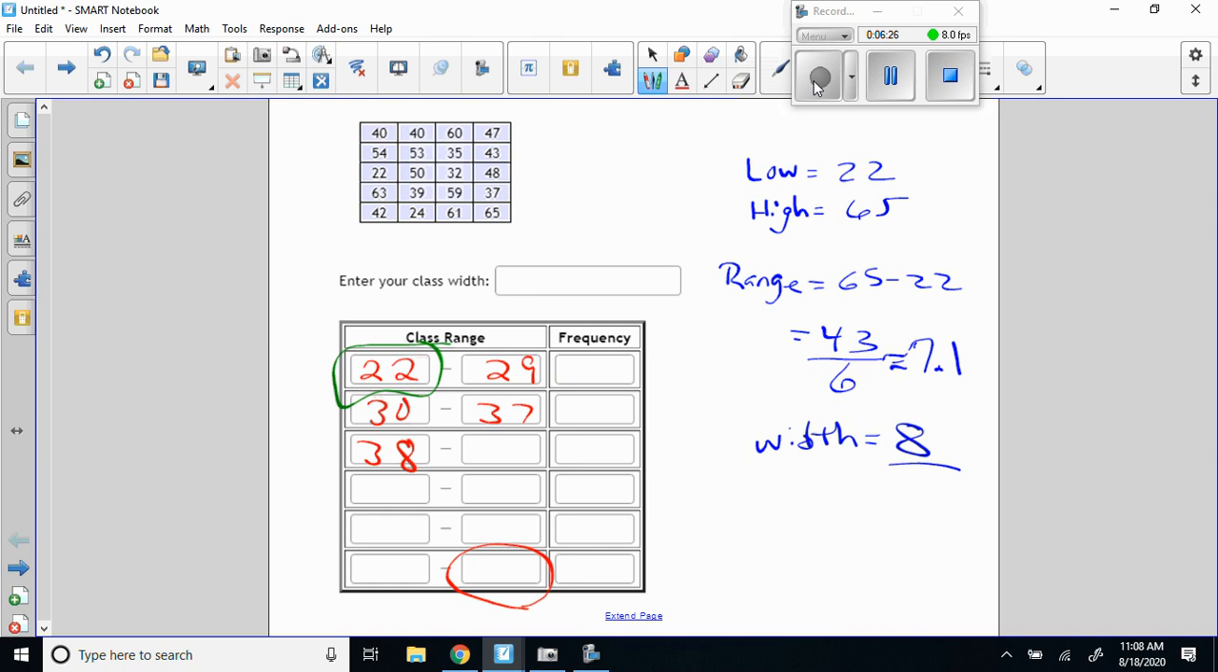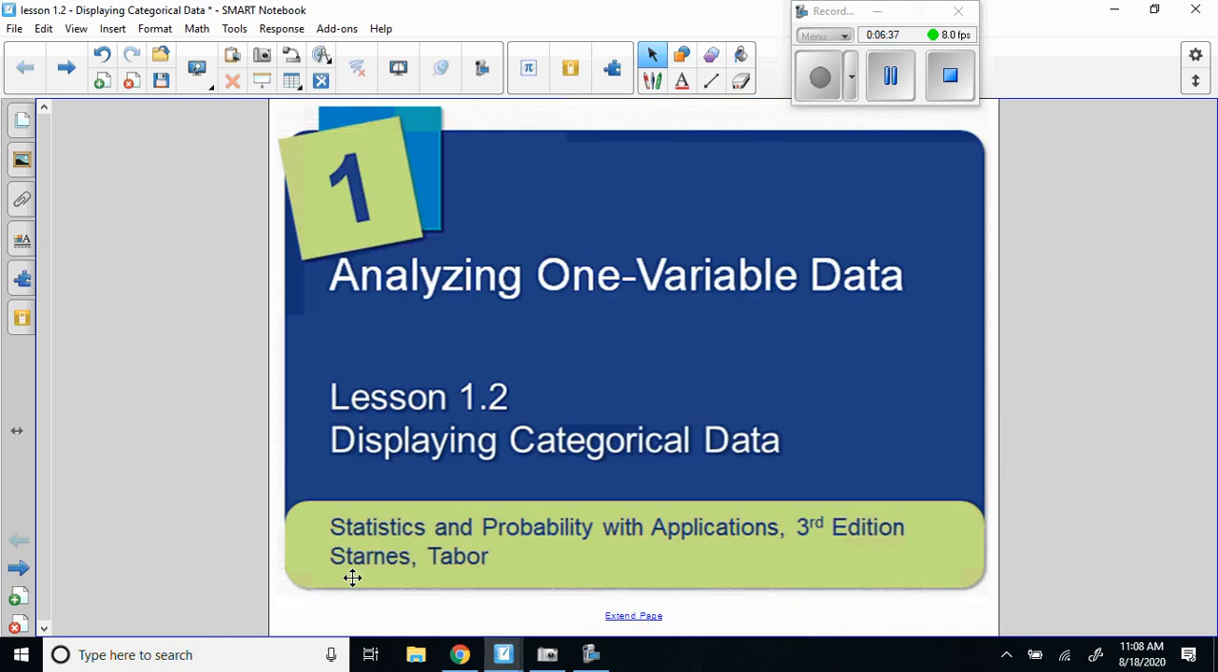Now, any questions? Okay, ladies and gentlemen, let's go on to today's lesson. Today's lesson gets into 1.2, right? 1.2 is analyzing one variable data, displaying categorical data. We did categorical and we did what on 1.1?